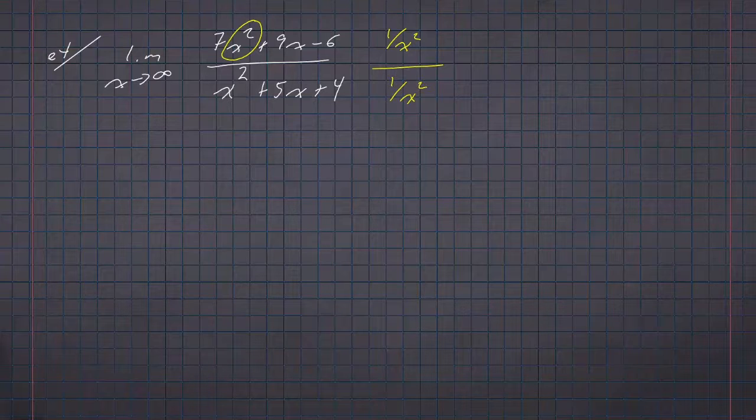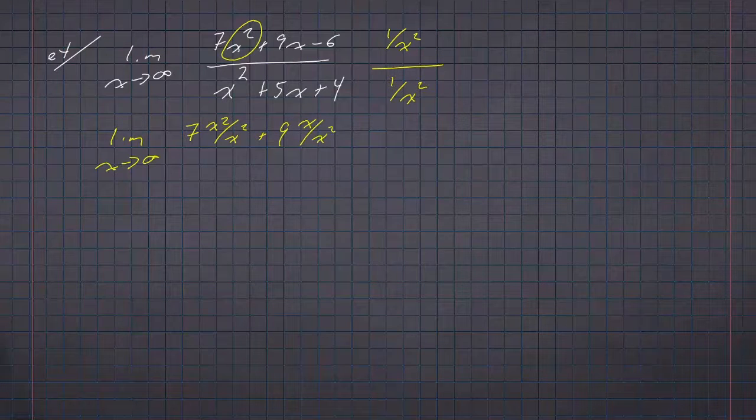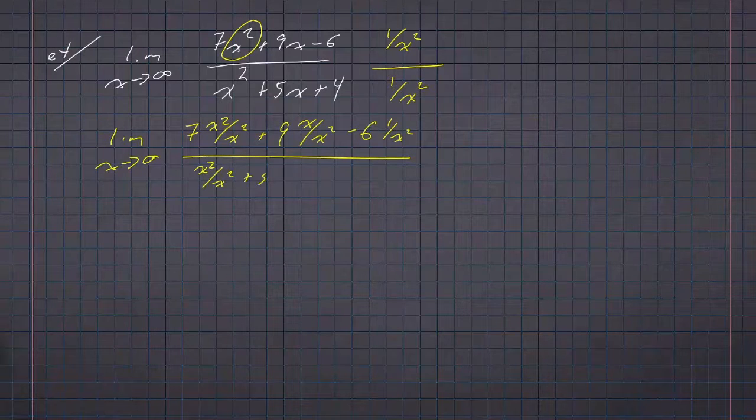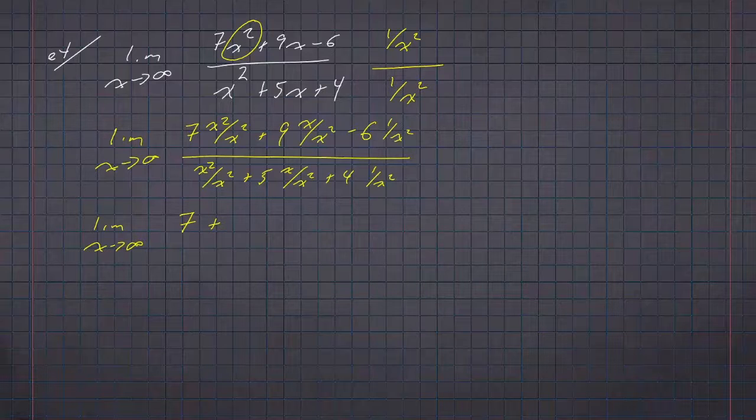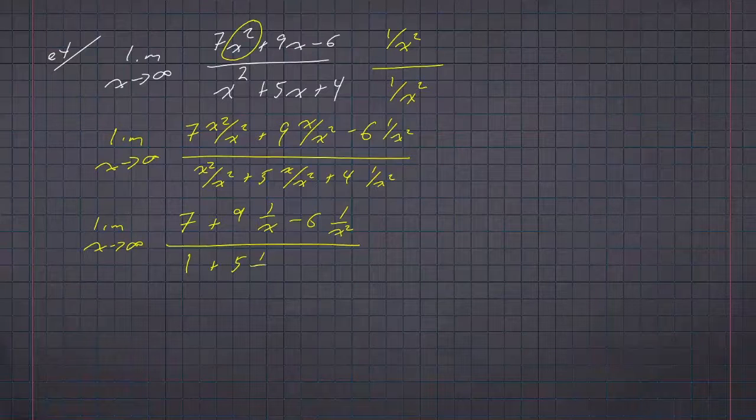And distributing that through, this is going to be the limit as x approaches infinity of 7x squared over x squared plus 9x over x squared minus 6 times 1 over x squared. And then we have x squared over x squared, 5x over x squared, and 4 times 1 over x squared. And I'll simplify that. This is the limit as x goes to infinity. x squared divided by x squared is 1, so that's just 7. x over x squared is 1 over x. And then we have an x squared over x squared and an x over x squared in the denominator as well that will also simplify out.